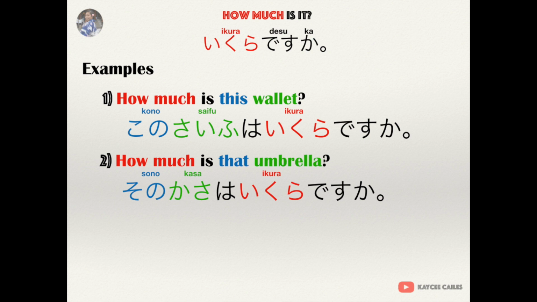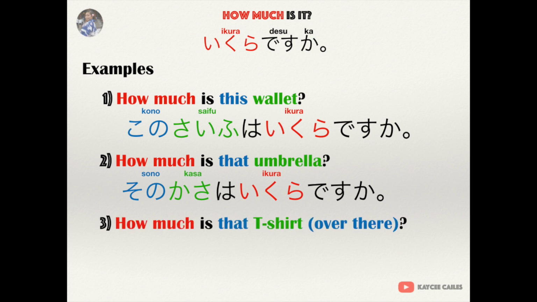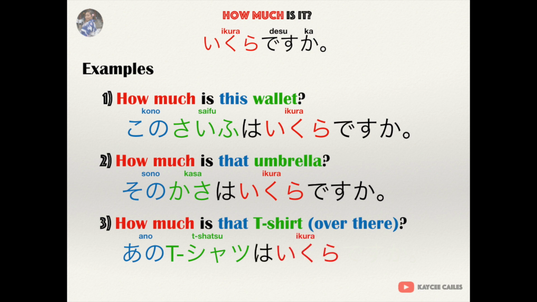Third example, we say, how much is that t-shirt over there? In Japanese, we say, ano t-shirts wa ikura desu ka? How much is the t-shirt over there? Meaning, the object or t-shirt is far from you and from your listener as well.